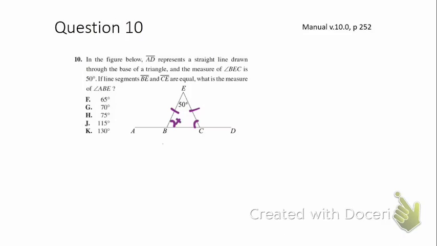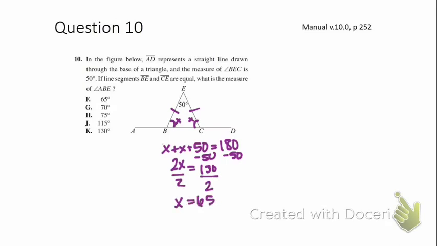So if I call this x, it'll be x plus x plus 50 is equal to 180. I'm going to subtract the 50 off here. So 2x equals 130. Divide by 2. So x equals 65. Okay, so then I'm going to go back up, erase this. So each of these is 65. But careful, because they're asking for angle ABE, which is here. So then I just need to do 180 minus 65, and that gives me 115.